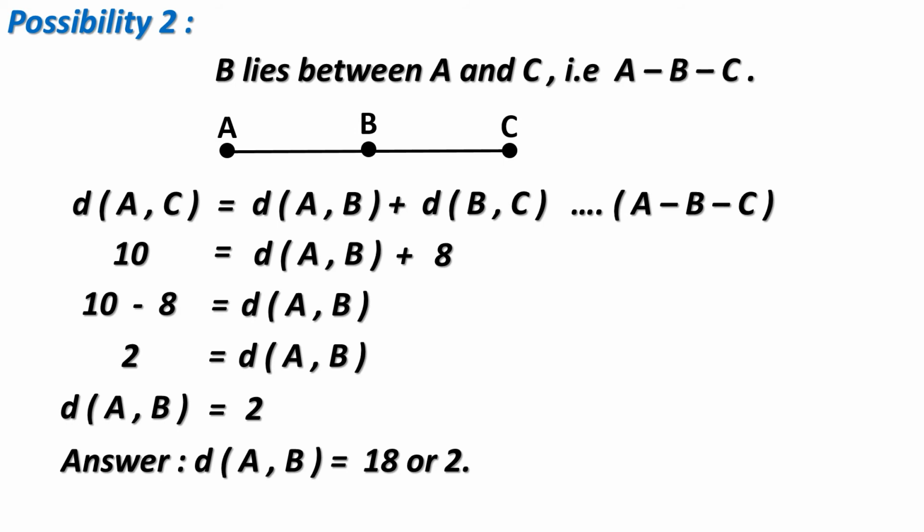Possibility number 3 will not occur, since if we take point C between A and B, then we will get a negative distance, and you know the distance between 2 points cannot be negative. Therefore the third possibility will not occur.